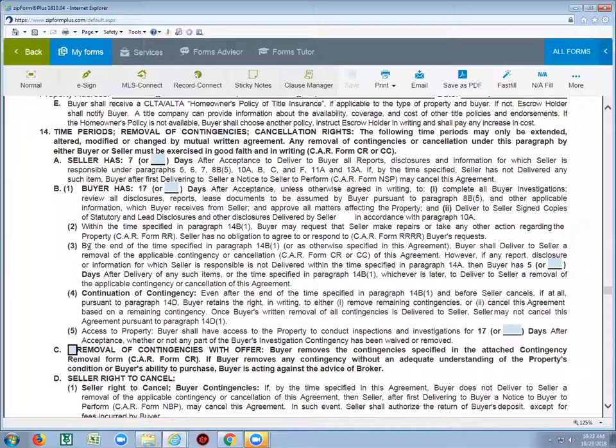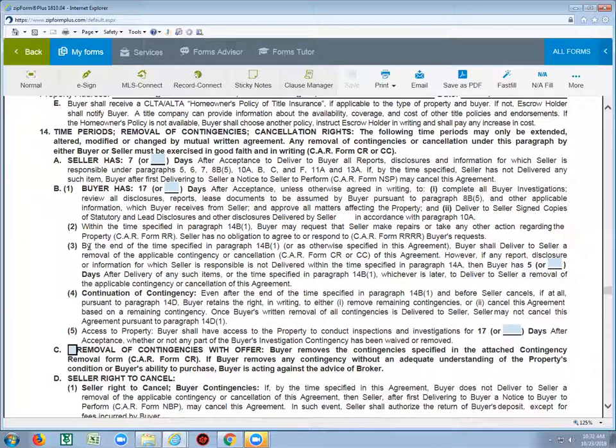And B, buyer has 17 days after acceptance unless otherwise agreed in writing. 1. Complete all buyer's investigation, review all disclosure reports, lease documents to be assumed by the buyer pursuant to paragraph A, B, 5, and other applicable information, and buyer receives from seller and approves all matters affecting the property. And 2, deliver to the seller a signed copy of the statutory disclosure and other disclosures delivered by seller in accordance with paragraph 10A.